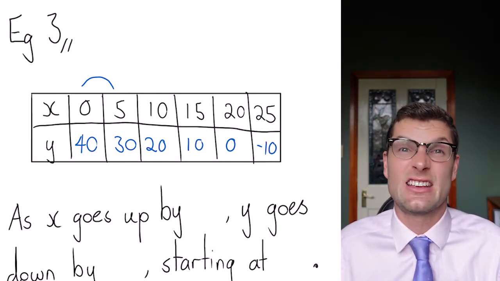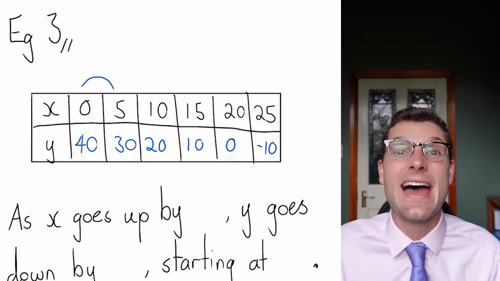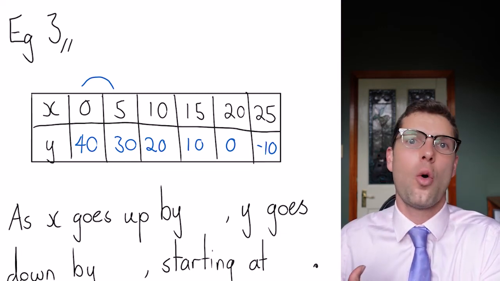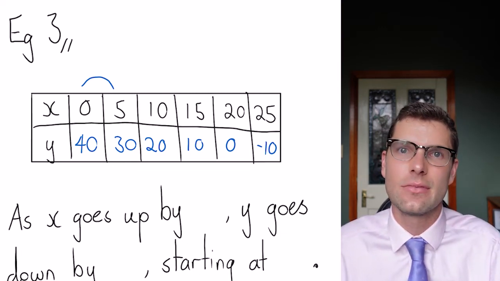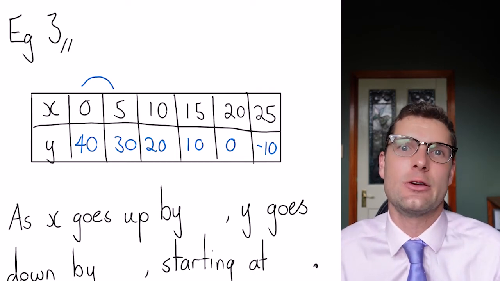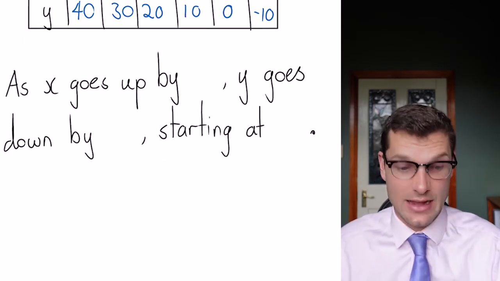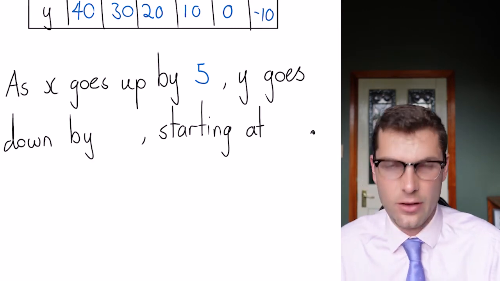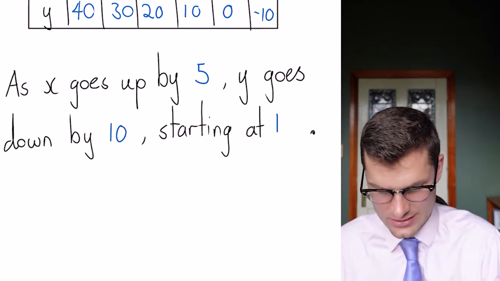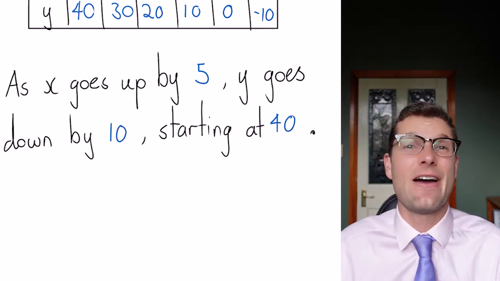If we have a go at explaining what this pattern is, we could say that as X goes up by 5, Y goes down by 10, starting with Y is equal to 40. So we can write that down. X goes up by 5, Y goes down by 10, starting at 40, and that is our final answer.